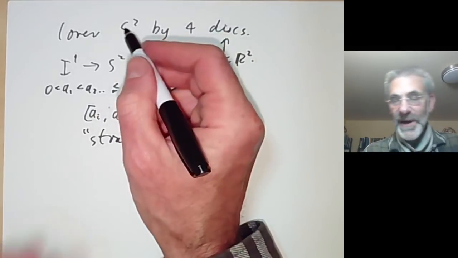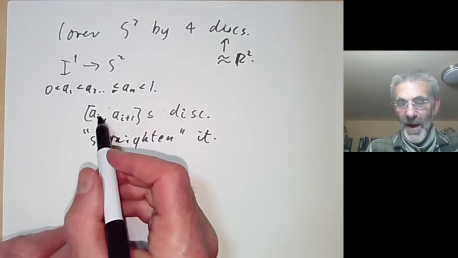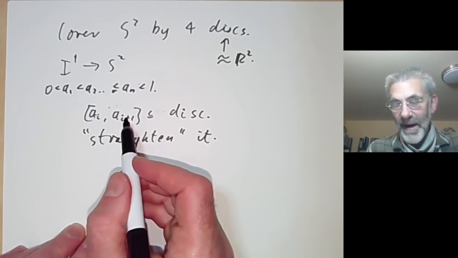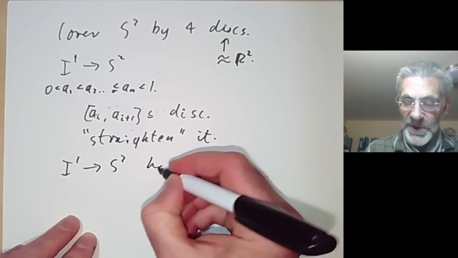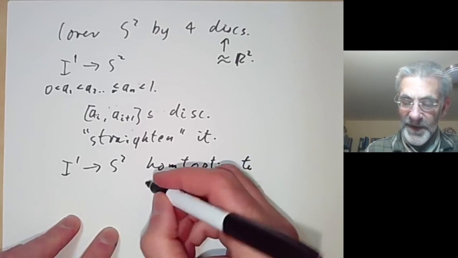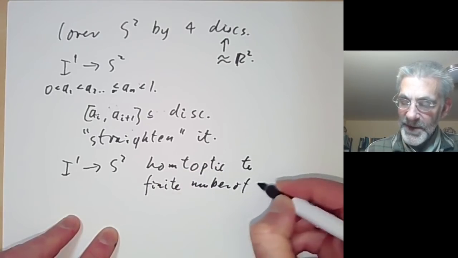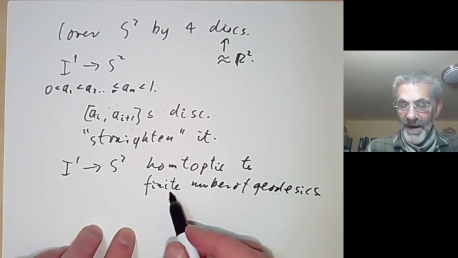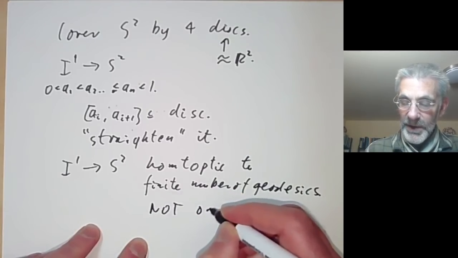Well, we can't quite straighten it because S2 is actually a sphere. So when I say straighten it, I mean we can replace this map by a homotopic geodesic from Ai to Ai plus 1. So the map from I1 to S2 is homotopic to a curve which has a finite number of geodesic segments, and if we've got a finite number of geodesic segments, this is obviously not onto.